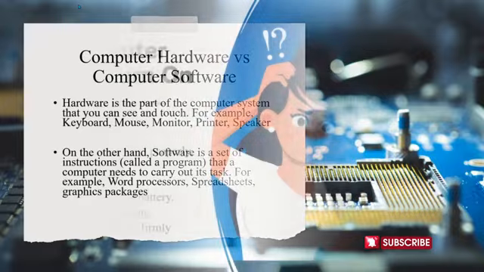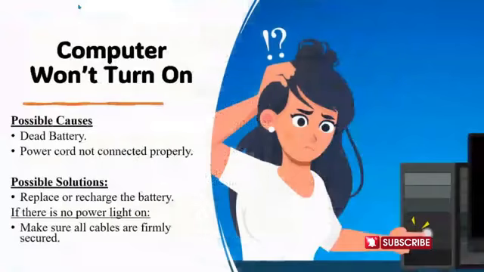So now let's examine a computer hardware problem. This one is that the computer won't turn on. What could be some causes why the computer might not be turning on? It could be that the battery is dead, or it could be that the cards are not connected properly. With troubleshooting, once we figure out the problem, we're going to apply some solution. So these are some possible solutions for the causes mentioned above.